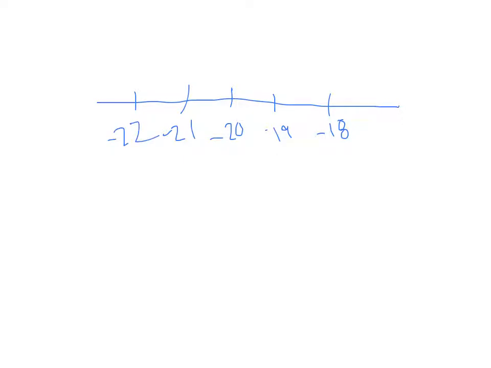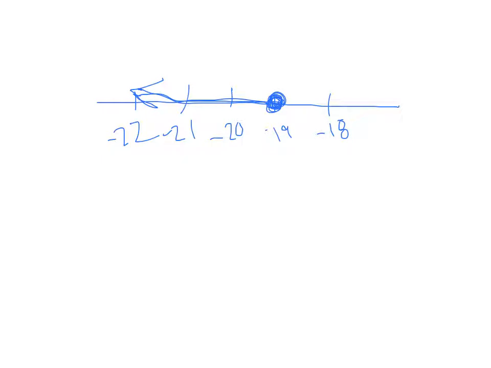Now I'm going to give you a number line, and I want you to write the inequality for it. So let's do -20, -19, -18, -21, -22. I'm going to put a filled in dot. I'm going to draw my line, and I'm going to draw it that way. Go ahead and pause and write the inequality for that graph right there.